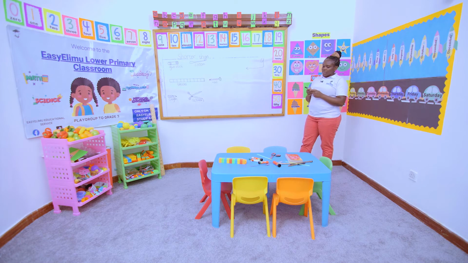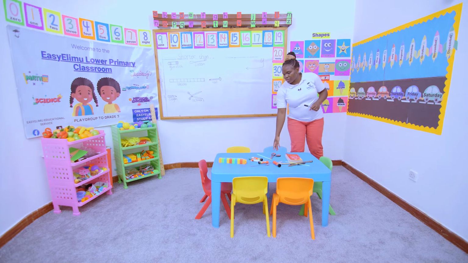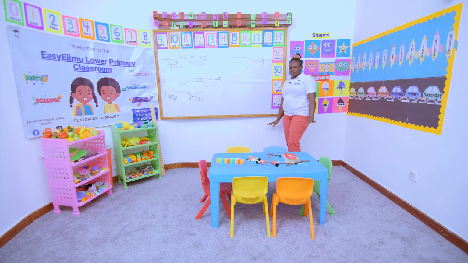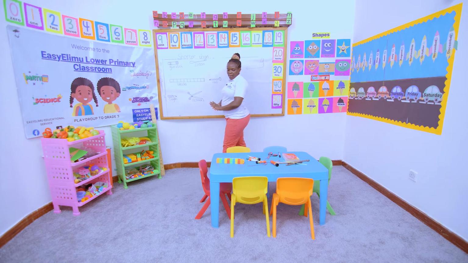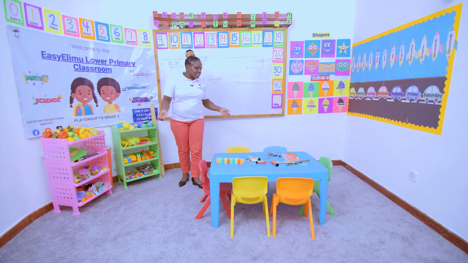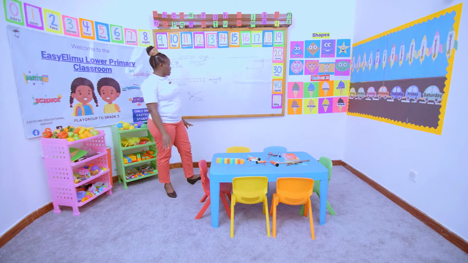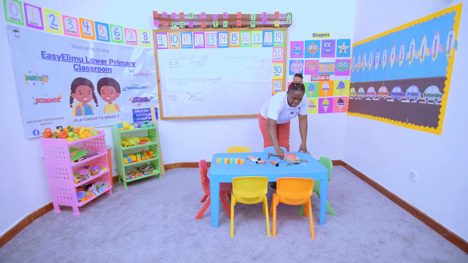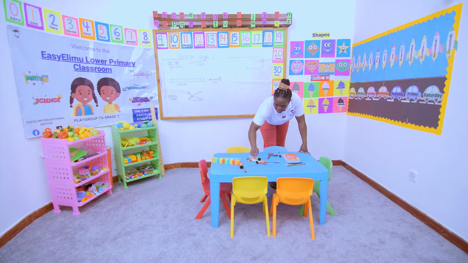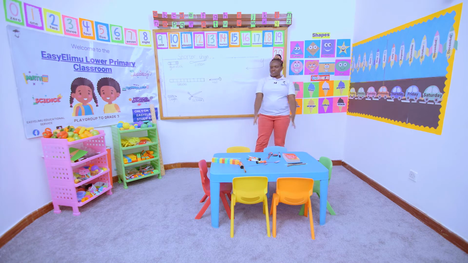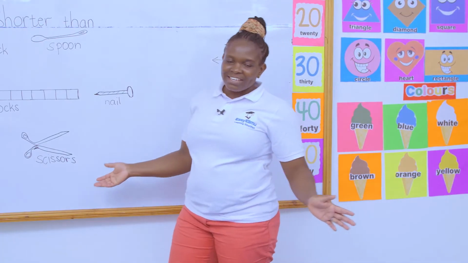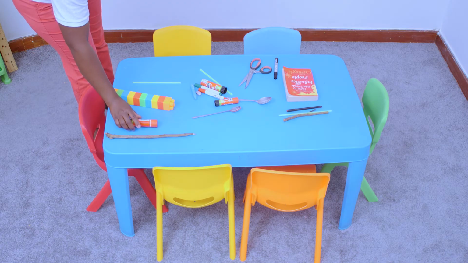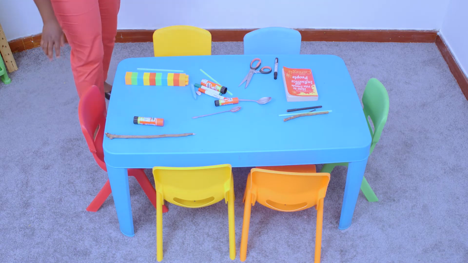So when you talk about shorter than, look at our table today. We have several things on our table. We have the glue stick, the straws, the blocks, the spoons, the sticks, the pens, scissors, and crayons. And now we want to compare. Tell me, if you look at this stick and the glue stick, what can you say about them? The glue stick is short. Look at the glue stick compared to the stick. How is the glue stick? The glue stick is short.